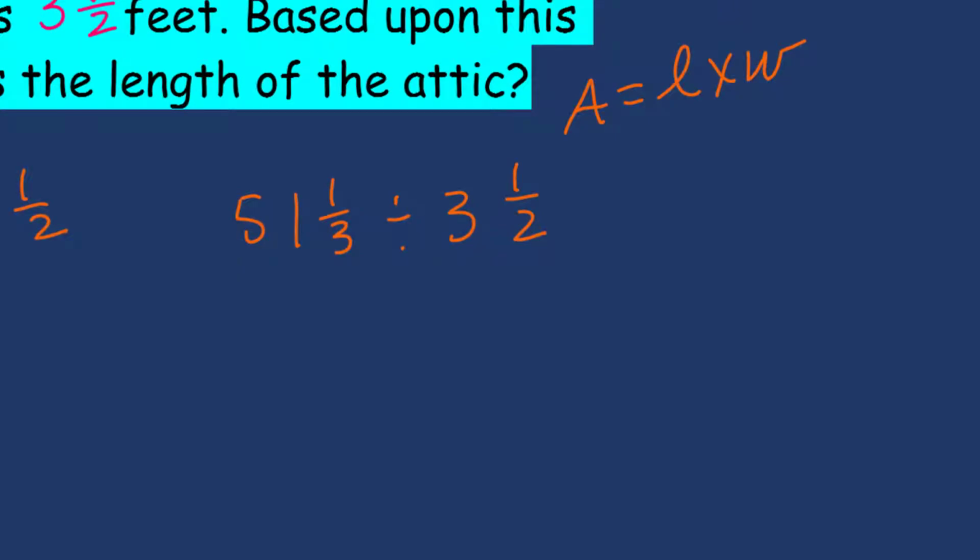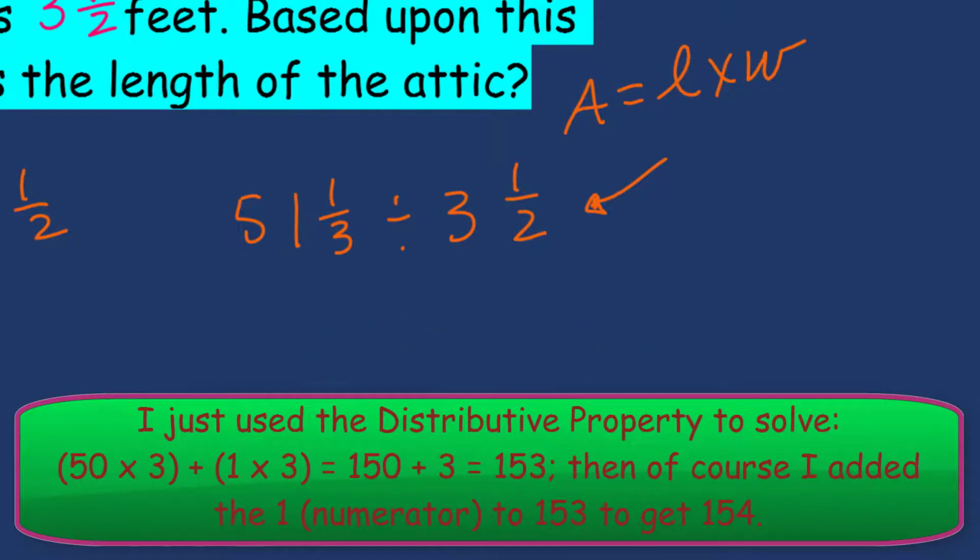In this case, because we're dealing with mixed numbers, we have a whole part and a fraction part. Probably want to convert this first into an improper fraction, because ultimately what we want is a multiplication expression as opposed to this division expression. So 51 times 3 I can see is 153, because 50 times 3 is 150, plus 3 more. So 51 times 3 is 153, plus 1 on the top. We end up with 154 over 3.